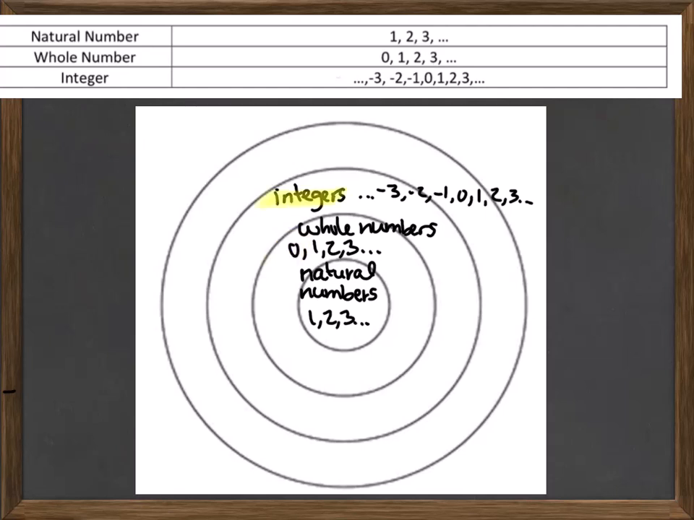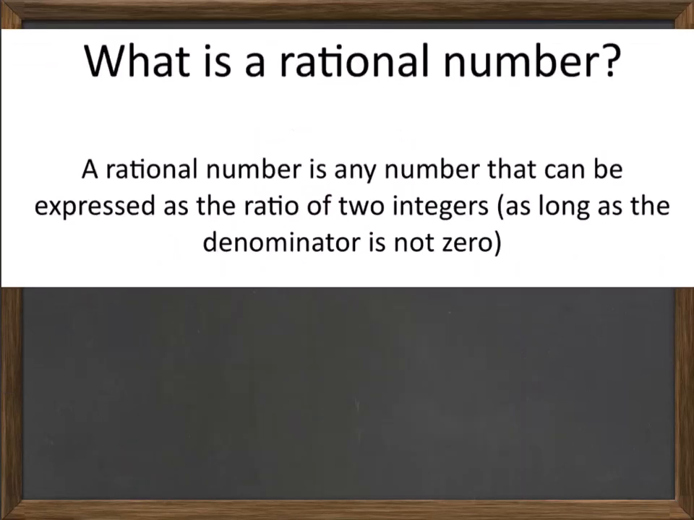Then we defined integers. Integers are all whole numbers, but again, they can be positive, negative, or 0. So integers span from negative to positive infinity. There is no lower or upper limit on the set of all integers. This is really important because we need to understand what an integer is, because we're going to use that word integer to define rational numbers. So what is a rational number? A rational number is any number that can be expressed as the ratio of two integers.